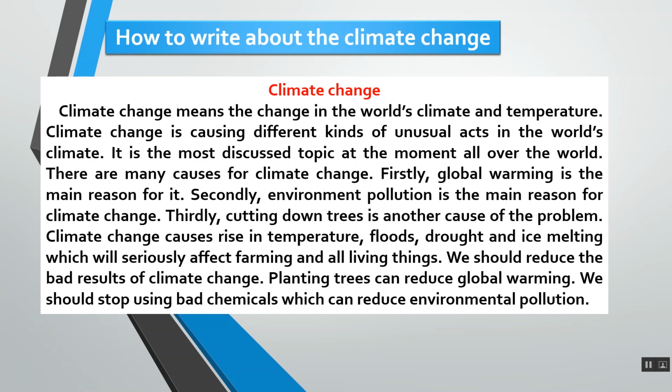Firstly, global warming is the main reason for it. Secondly, environment pollution is the main reason for climate change. Thirdly, cutting down trees is another cause of the problem. Climate change causes a rise in temperature, floods, drought, and ice melting, which will seriously affect farming and all living things. We should reduce the bad results of climate change. Planting trees can reduce global warming, and we should stop using bad chemicals, which can reduce environmental pollution. As I said, you have to memorize it.